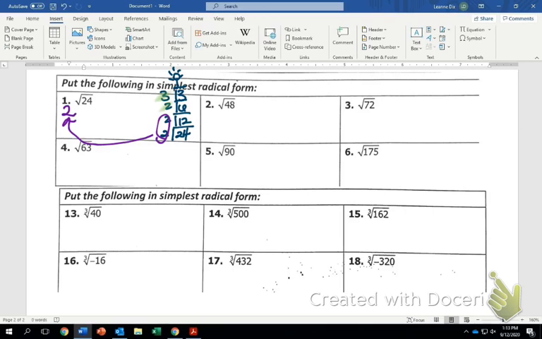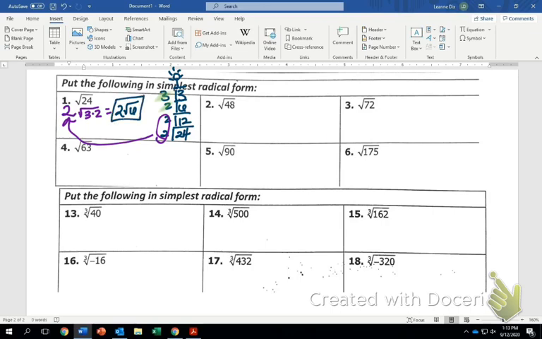And then the 2 pieces that are not circled, because they do not have a matching pair, are going to stay under the radical, and they're going to multiply because they're factors. Factors are multiplication. So my final answer, after I simplify this, will be 2 times the square root of 6. And I just keep doing that over and over again.